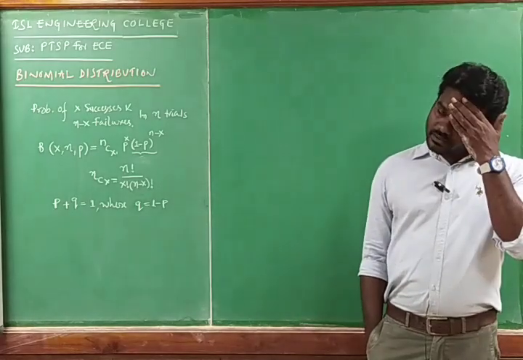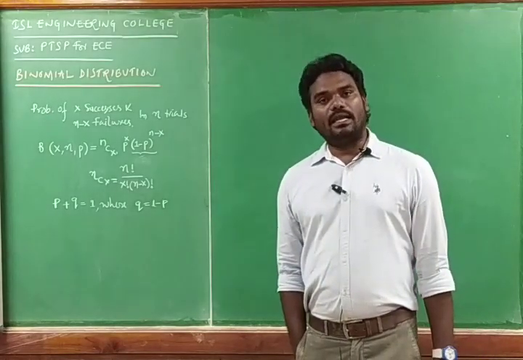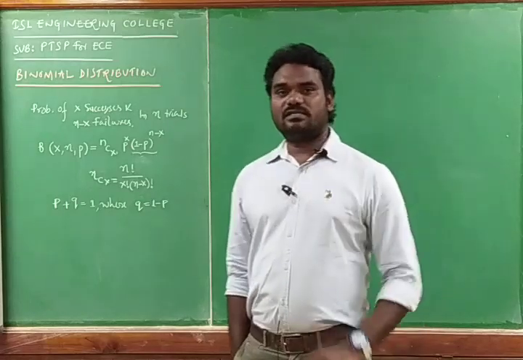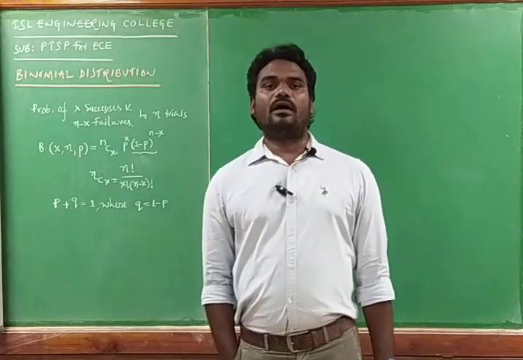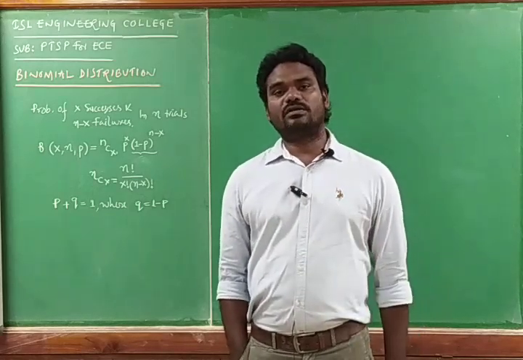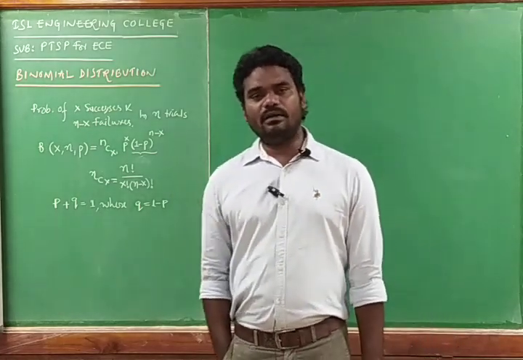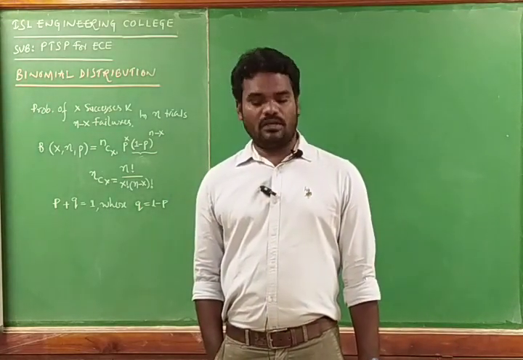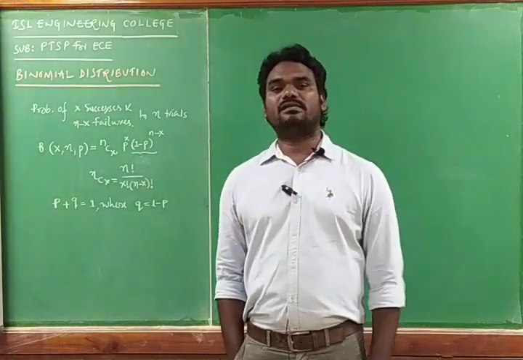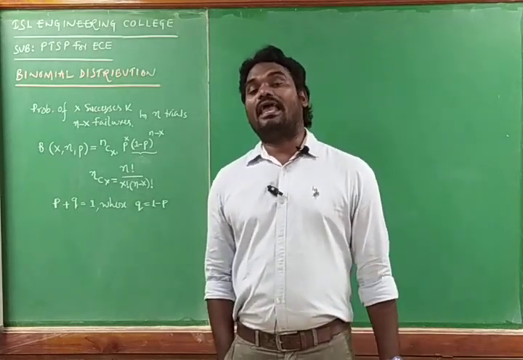Binomial distribution is used to calculate the probability of x number of successes and n minus x number of failures in n trials. Binomial distribution is used to find the probability of x successes and n minus x failures in n trials.